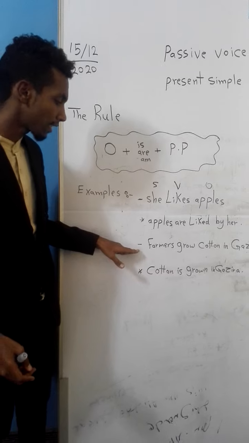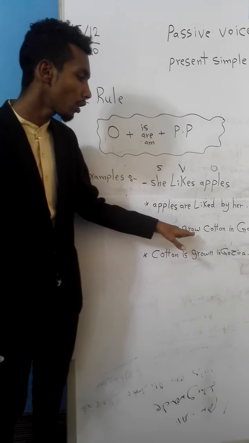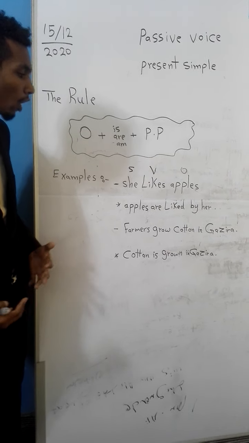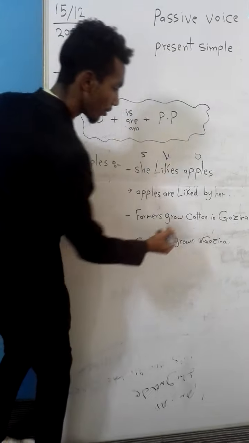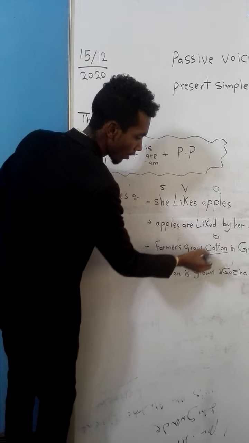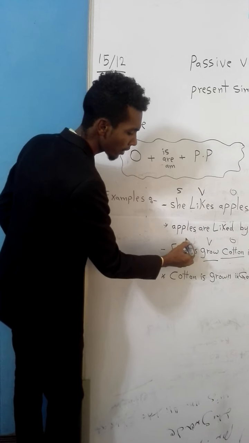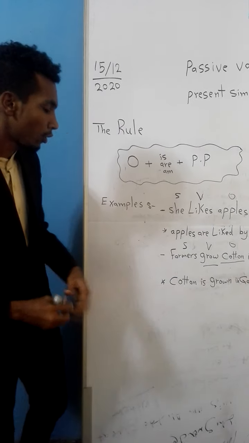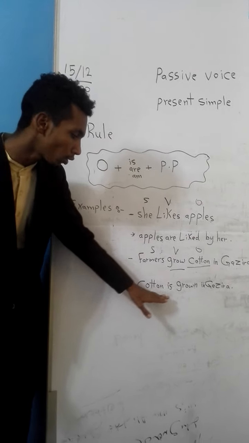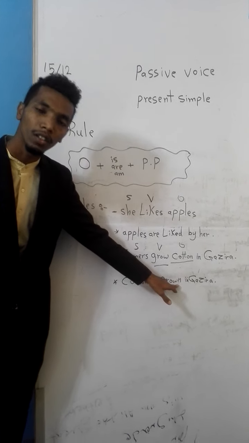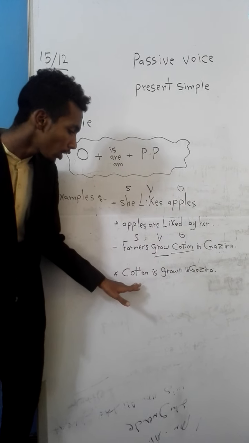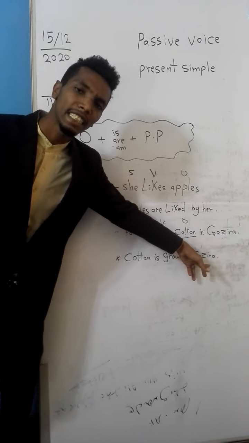Example number 2: Farmers grow cotton in Jazeera. If you want to change it to passive, we start with the object. The object here is cotton. The verb is grow, and farmers is the subject. So we start with the object. Cotton is singular, that's why we say cotton is. Cotton is grown. Grown is the past participle, verb 3, of grow. Cotton is grown in Jazeera.